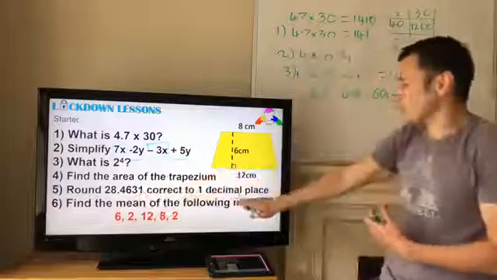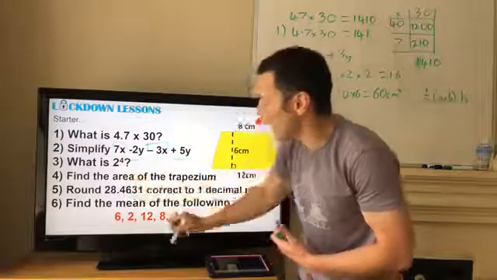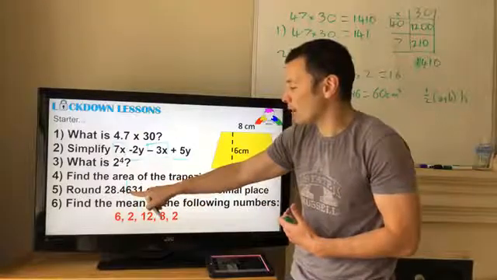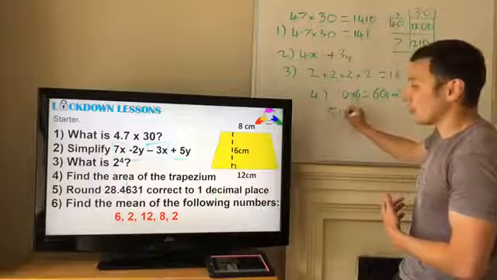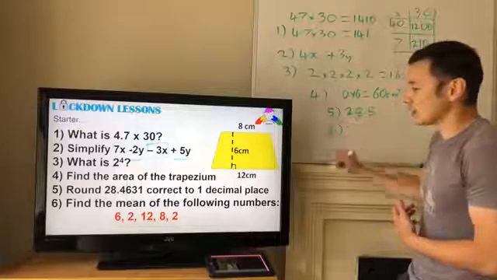Right, rounding to the 1 decimal place. So 1 decimal place is there, so your rounding line goes there. So the 4 is the cut-off point. The 6 is more than 5, well 5 or more, so we round the 4 up. So 5 goes to 28.5. And finally question 6.